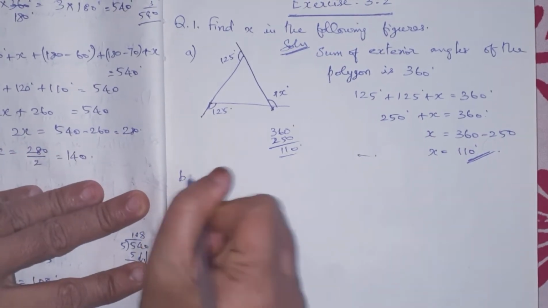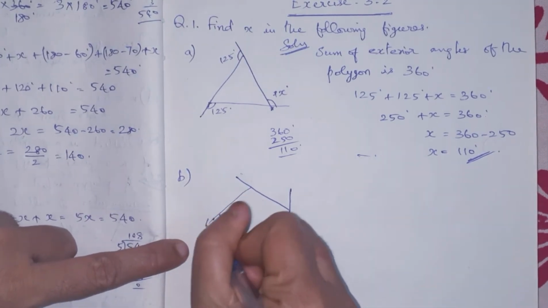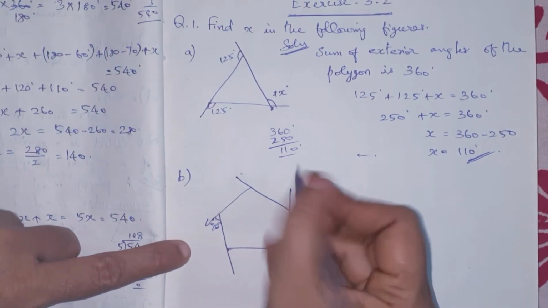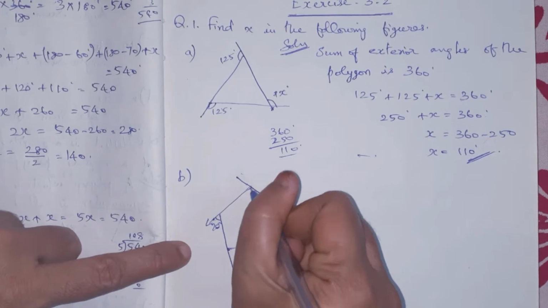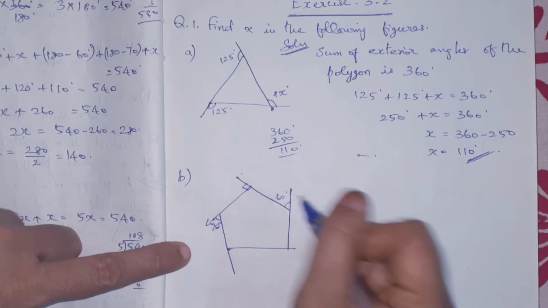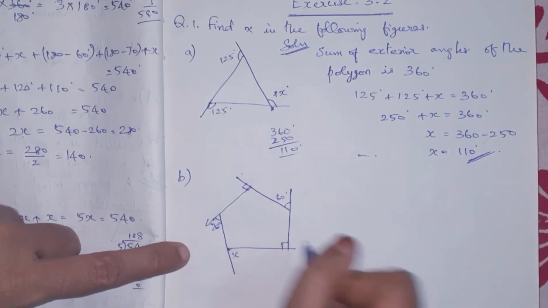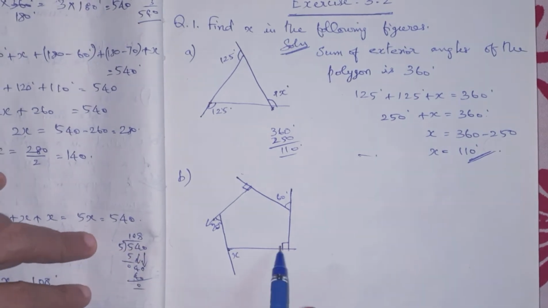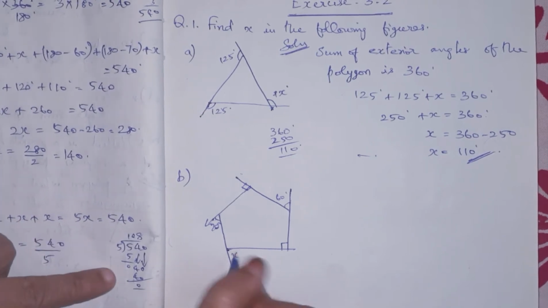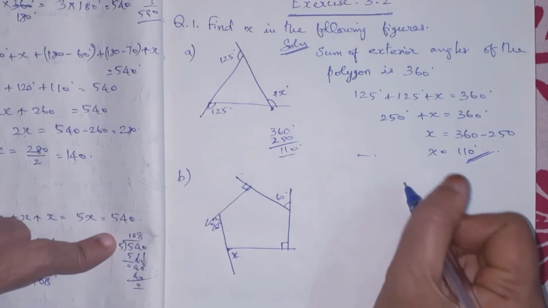Second sum, part B. Here there are 5 sides. The angles given are 70 degrees and 60 degrees, and two right angles of 90 degrees. Here is x. We have to find x.